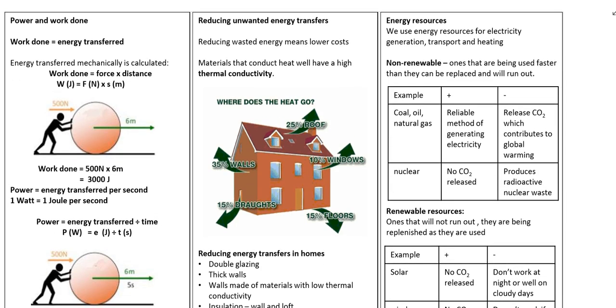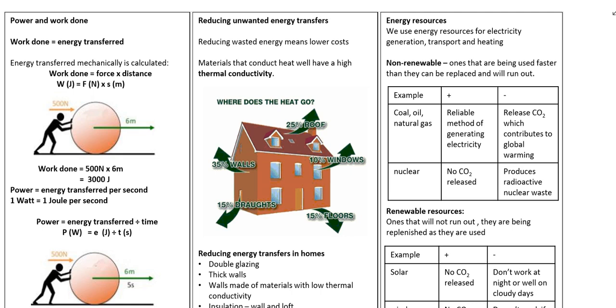Next one, it is power and work done. Work done is equal to energy transferred. Energy transferred mechanically is calculated by work done is equal to force times distance. Force is in newtons and distance is in metres. Work done equals 500 newtons times 0.6 metres, that is 300 joules. Power is equal to energy transferred per second. 1 watt is equal to 1 joule per second. Power is equal to energy transferred divided by time.